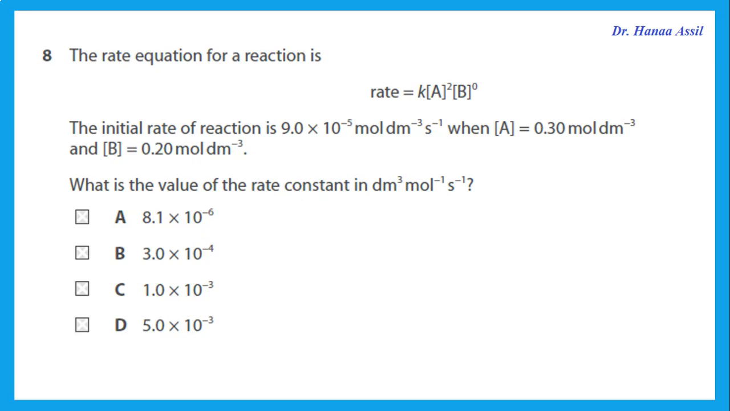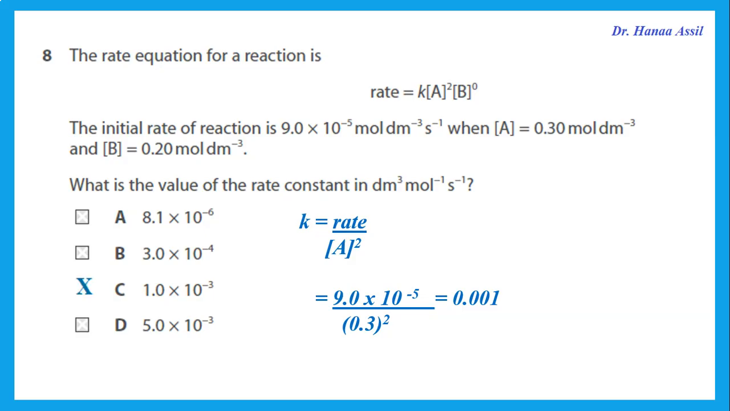The rate equation for a reaction is this. So it is second order with respect to A and 0 order with respect to B. What is the value of the rate constant? Now, if we rearrange that equation, then that means k is the rate over concentration of A to the power 2. Of course, anything to the power 0 is 1, so there's no need to include it. So k is this value, which is the answer in C.